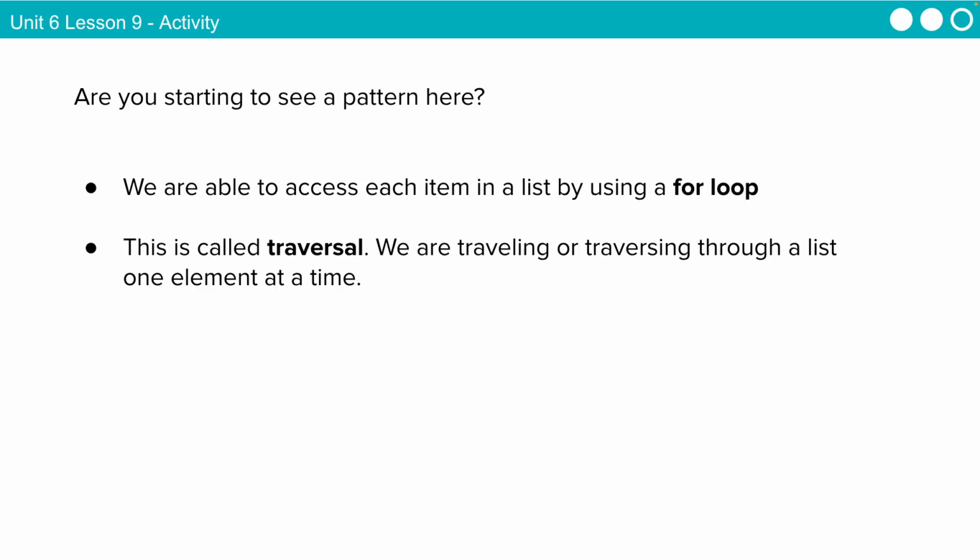So this is how loops work. We're able to access each item in a list by using a for loop. We can do the same thing with a while loop. We can do this with pretty much any loop. This pattern is called a traversal. It's basically when we move from one element to another, to another, to another.